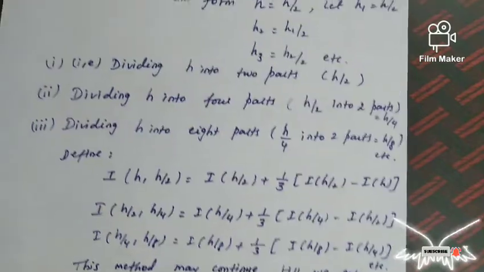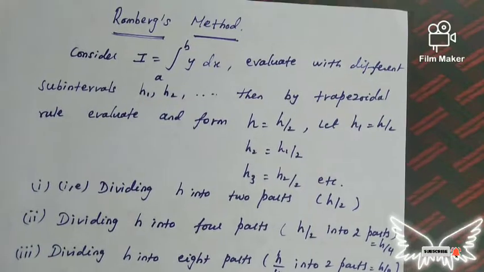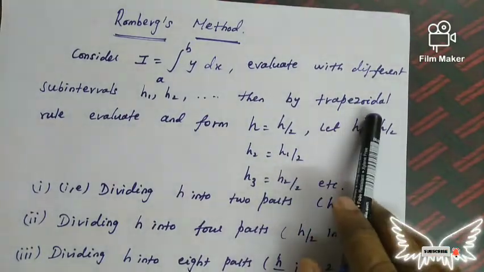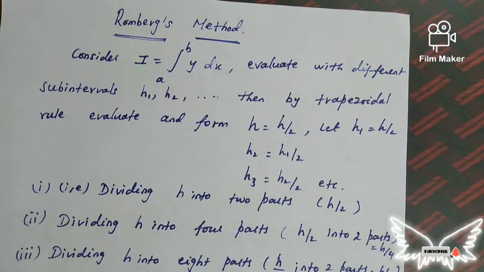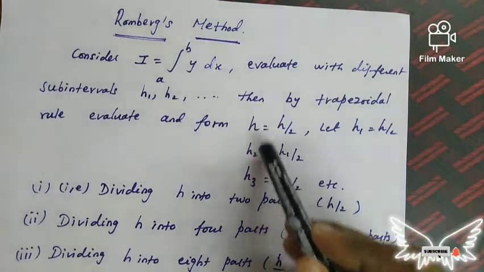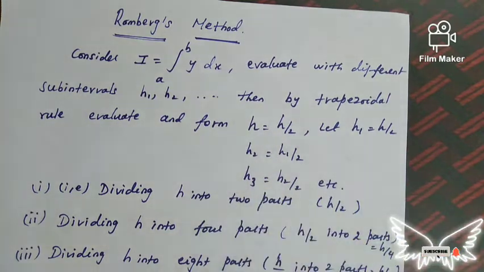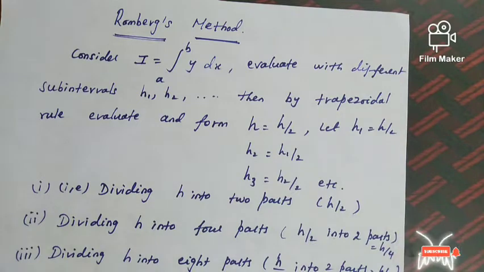We can't directly go for Romberg's method. Before applying Romberg's method, we have to use the trapezoidal rule. This is the general discussion. If the question mentions using the trapezoidal rule to evaluate h1, h2, h3, after that using Romberg's method evaluate the integral, it may be like that, or otherwise after the trapezoidal rule we have discussed Simpson's 1/3 rule also.